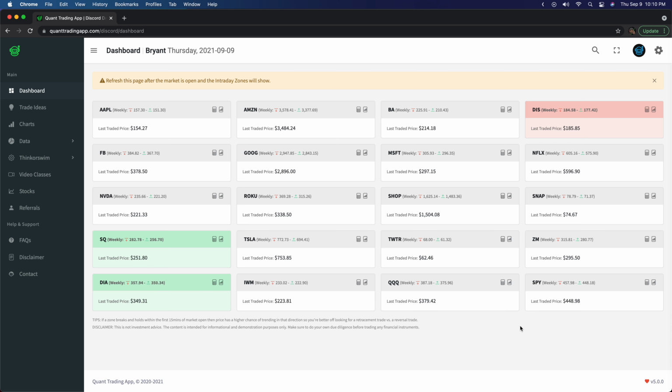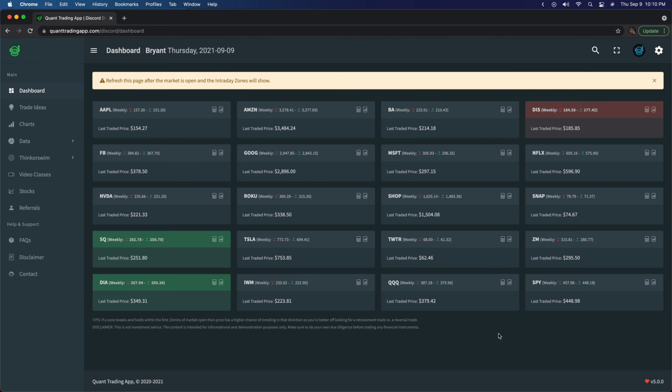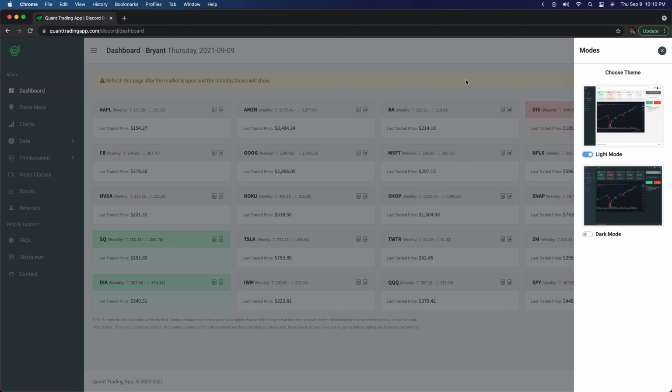Once you're logged in, you're greeted with the dashboard. If the light colored theme is a little bit too bright for you, you can always press this button and switch it over to dark mode. But since the default is light, I'm just going to keep it like that for the duration of this video.